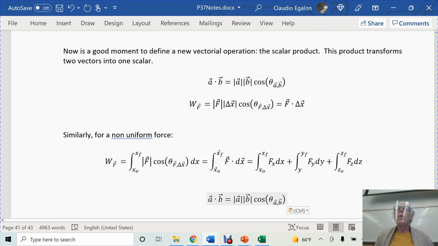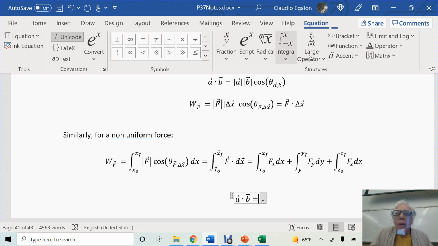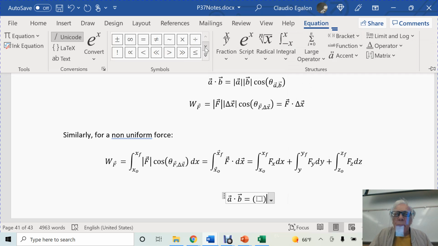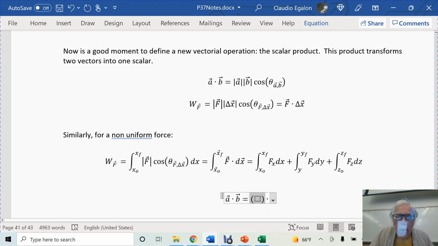Okay, remember, I'm going to erase the stuff here. Consider this a type of example. Example: prove that A dot B is equal to ax times bx plus ay times by plus az times bz, okay? Consider that as though it's an example like that.